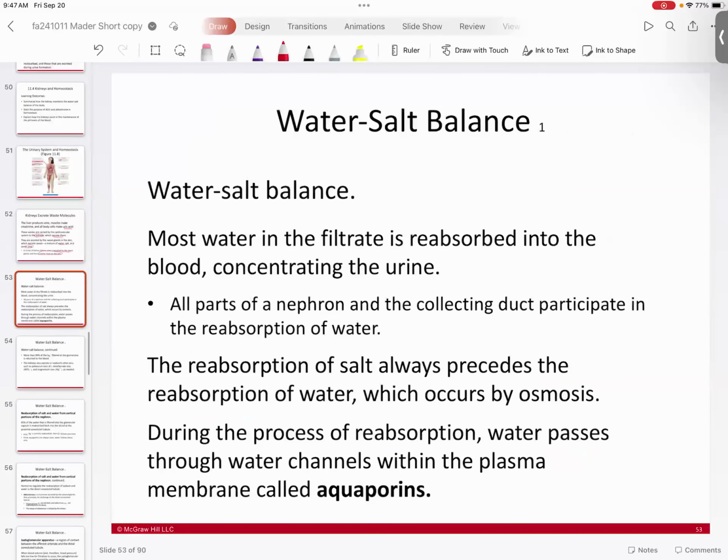Now, the water-salt balance: basically most of your water in the filtrate is reabsorbed. Most of it goes into the blood, and that concentrates the urine, so you're not losing water. So parts of the nephron, for instance, the loop and the collecting duct, will all be part of reabsorption of water. Why? Because you don't want to lose water, or you'll dehydrate.